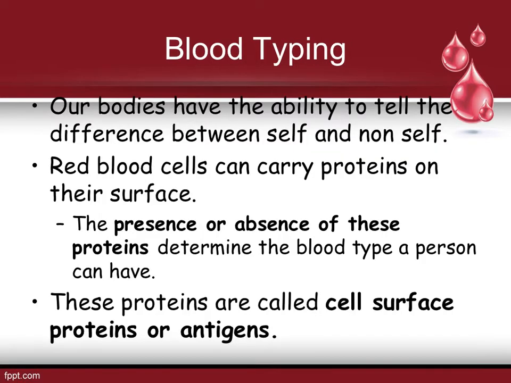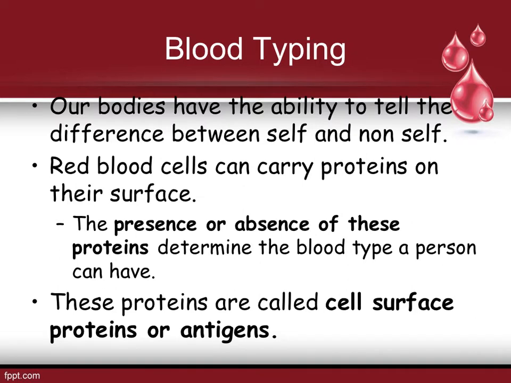Alright, so let's get into some of the nitty-gritty. Now, your body has the ability to tell the difference between self and non-self. That just means that your body, like your actual cells, can figure out other cells that have been made by your body versus cells that came from the environment. So like bacteria or viruses or any kind of pathogen or cell that doesn't belong to you, even like a cell that came from a different person's body.